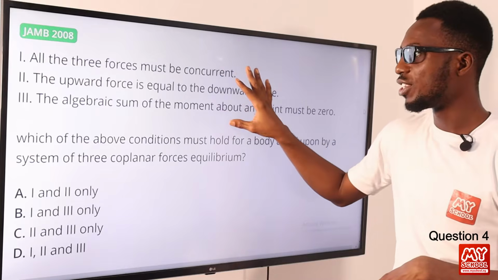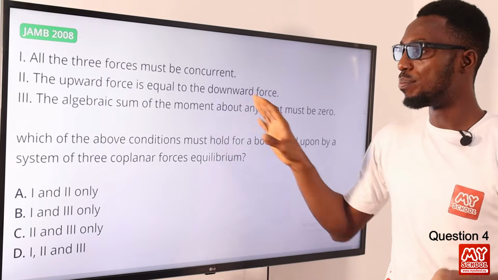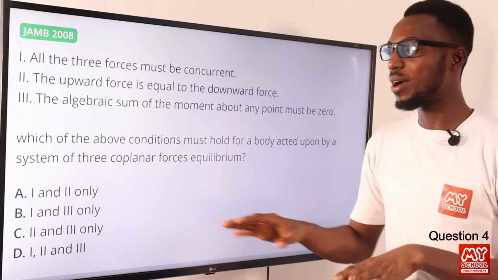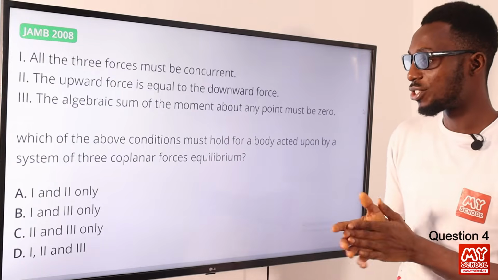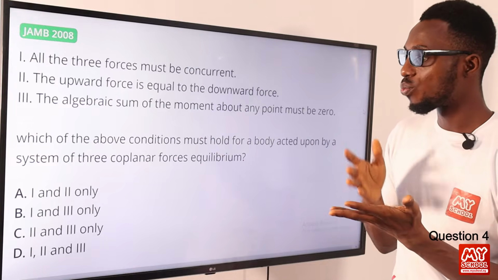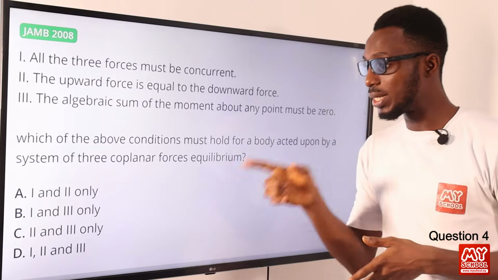So all these 3 conditions can be found in both parallel and non-parallel coplanar forces. So there are no specifications, so I can work with this generalization. So I can pick statements 1, 2, and 3. So option D is good to go.